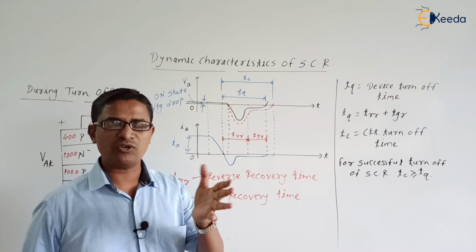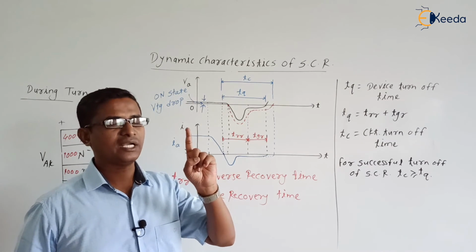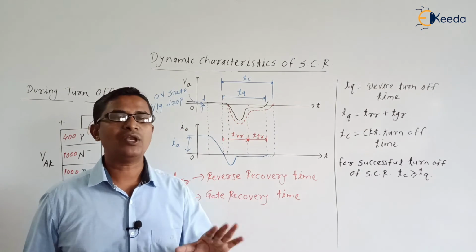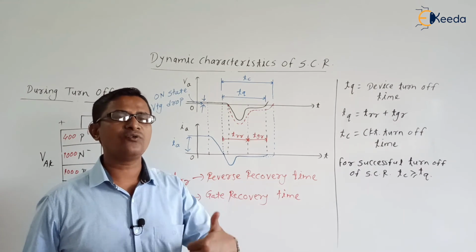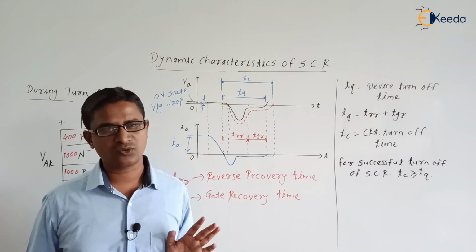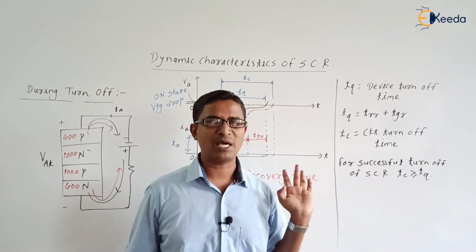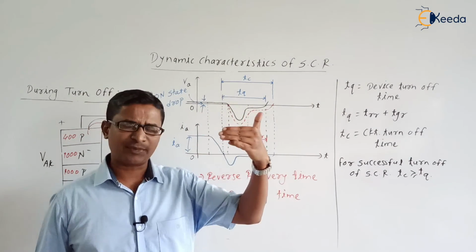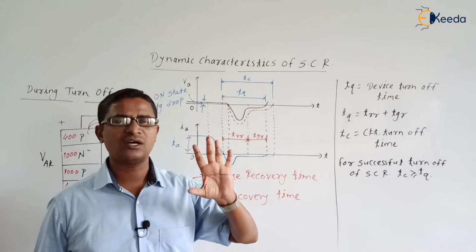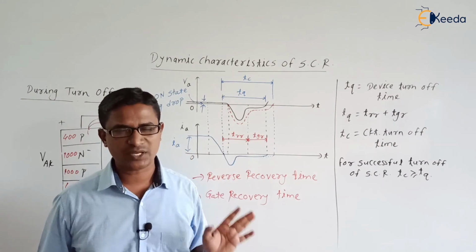Who gives the value of TQ, that is the device turn off time? The manufacturer of the SCR, right? And who gives the value of TC, the circuit turn off time? This value will be decided by the design engineer, because TC depends on the circuit parameters. While studying the rectifier, after that the inverter, chopper, etc., we will discuss what TC is. You will understand what TC is. Are you getting the point?